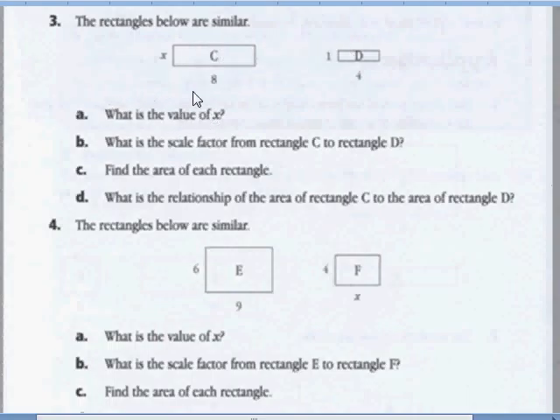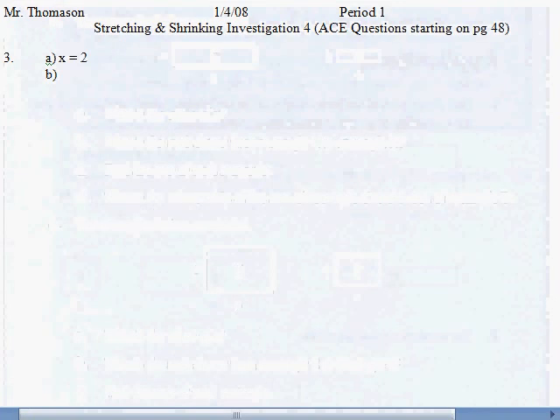So how do you get from 4 to 8? You multiply by 2, so 4 times 2 is 8. 1 times 2 is 2, so x must be 2. Okay, I have my answer and we're ready to move on to B.